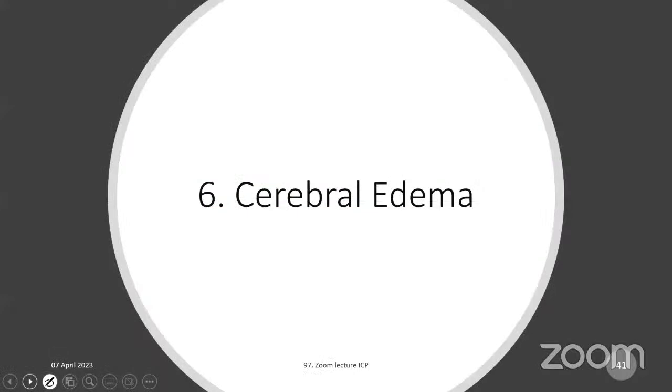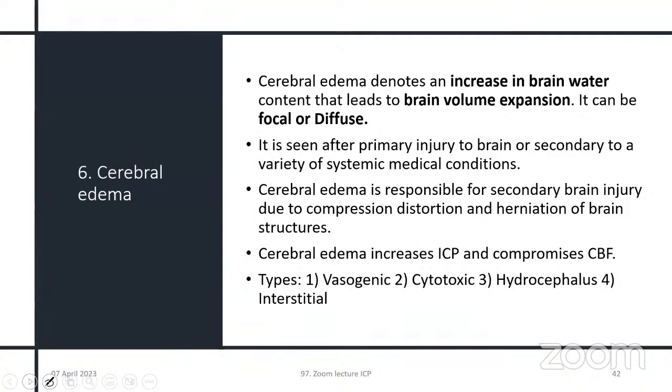Let's look at the cerebral edema part of it. Cerebral edema denotes an increase in brain water content that leads to brain volume expansion. It can be a focal cerebral edema or it can be a diffuse cerebral edema. It is seen after primary injury to the brain or secondary to a variety of systemic medical conditions. It is responsible for secondary brain injury due to compression, distortion, and herniation of brain structures.